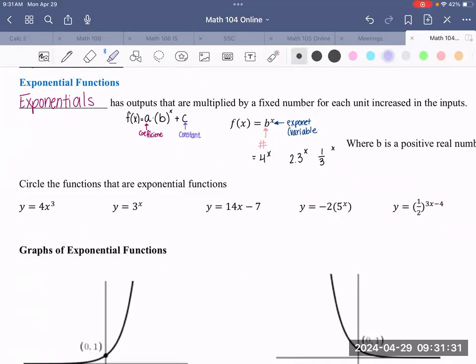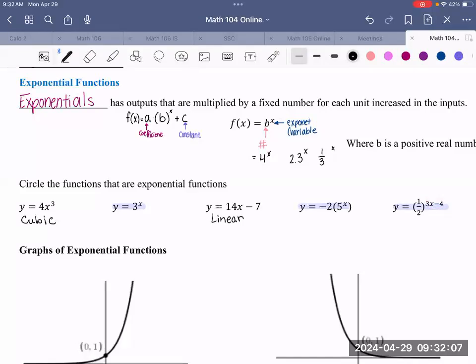So the ones that are exponential, we said, have a number in the bottom and your variable in the exponent. So something like 3 to the x, or negative 2x to the fifth, or even 1/2 to the 3x minus 4 in that exponent. Now this one would be considered linear right here, and the other one would be considered cubic. The remaining are going to be considered exponential functions.